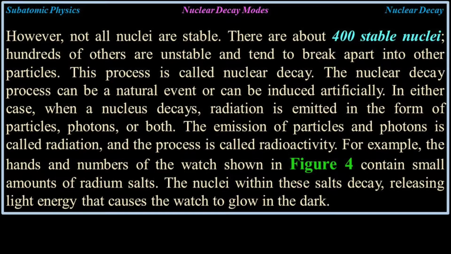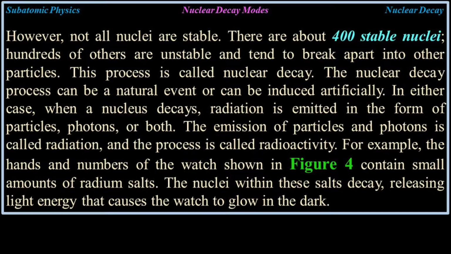There are about 400 stable nuclei. Hundreds of others are unstable and tend to break apart into other particles. This process is called nuclear decay. The nuclear decay process can be a natural event or can be induced artificially. In either case, when a nucleus decays, radiation is emitted in the form of particles, photons, or both. The emission of particles and photons is called radiation, and the process is called radioactivity.